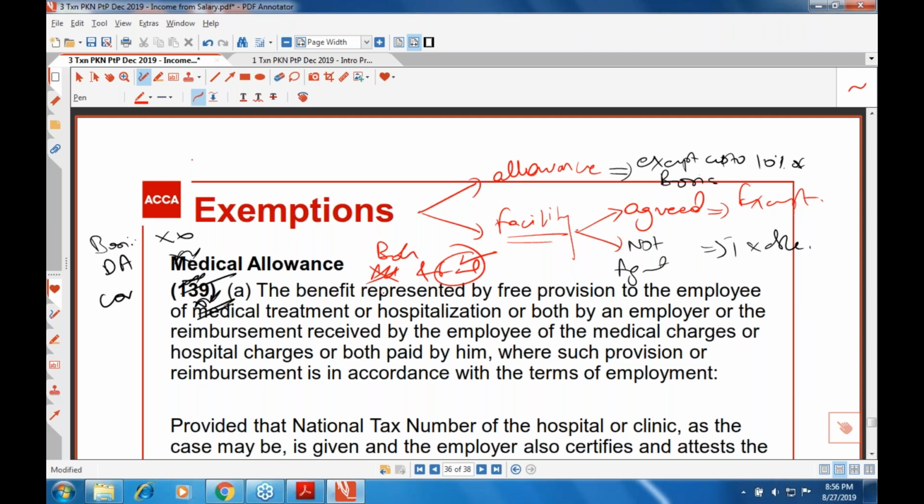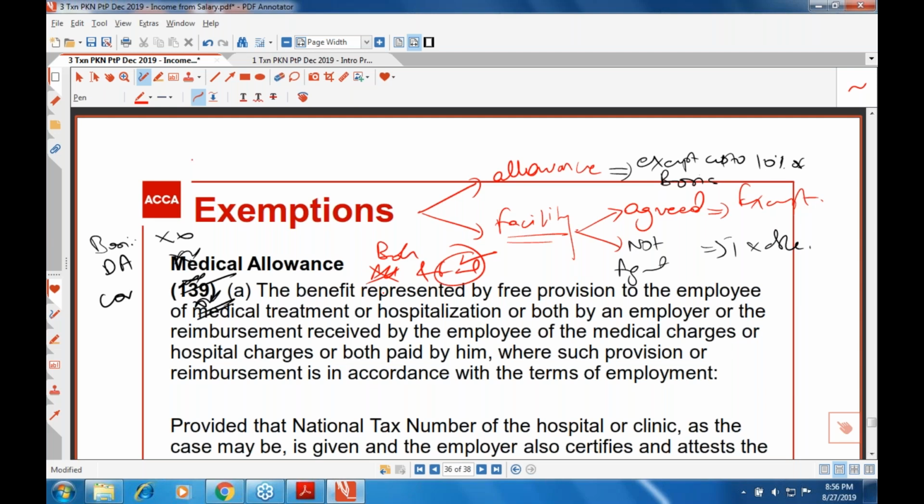Okay, is this clear to everybody? Okay, perfect. So that is an exemption that we have discussed.